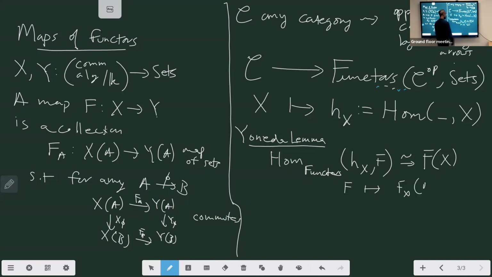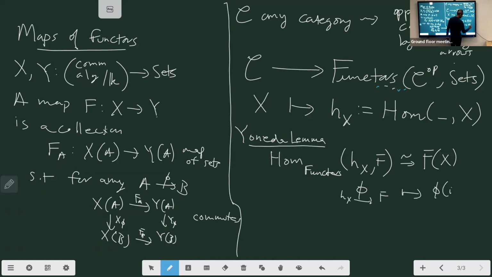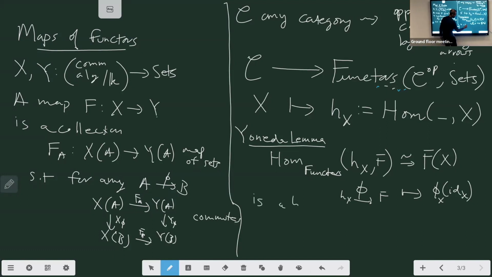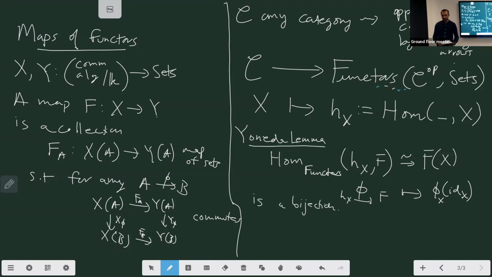Oops, sorry, but I used f for something else as well. I'm sorry, I made a big mess with the notation here. Let's just stick to phi. So phi from hx to F gets mapped to phi of identity of x, phi x of identity. So the Yoneda lemma says that this map is a bijection. If you're bored for the rest of this talk, I recommend trying to prove this. It's very elementary. Once you know what the map is, which I've given you, it's extremely elementary to prove this just by using the definition on the left.